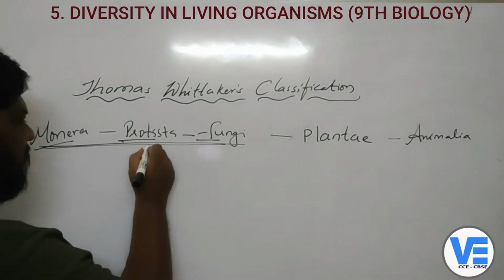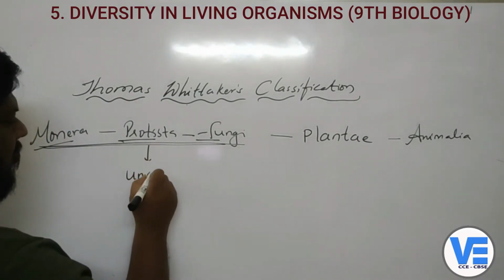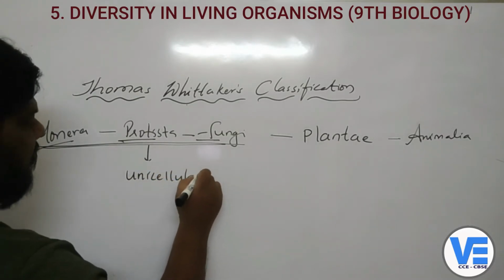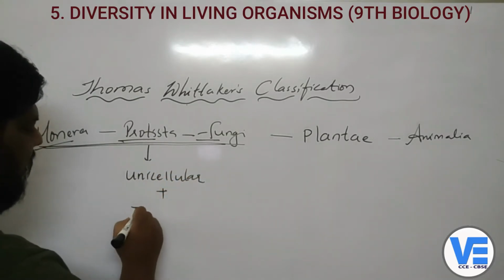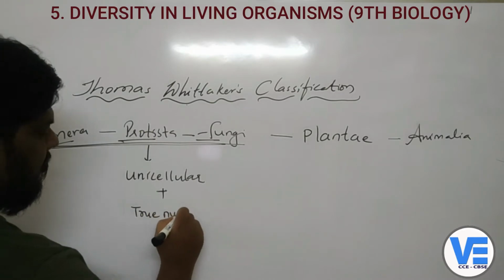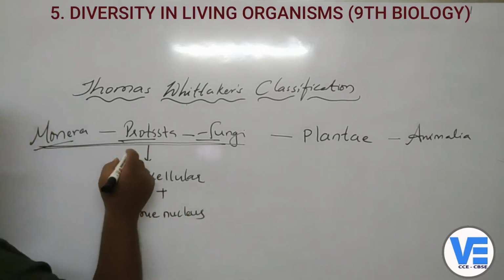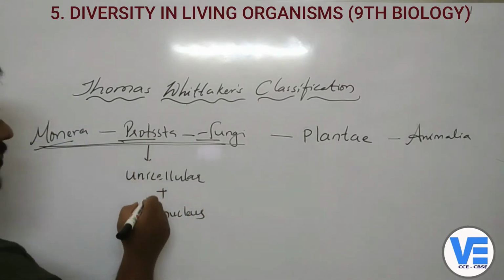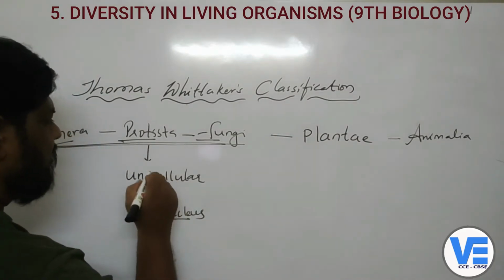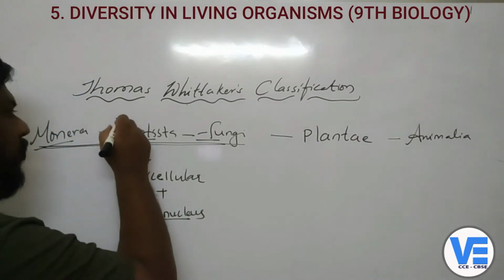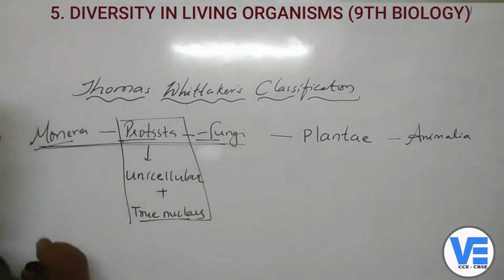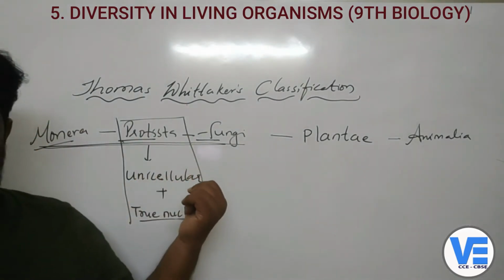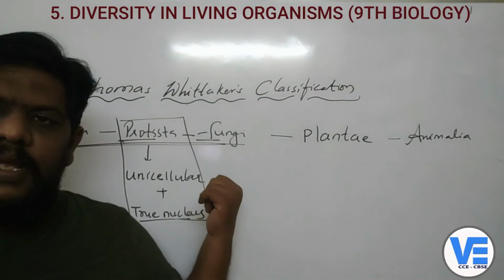The organisms which are unicellular and also possess the true nucleus. So the organisms which possess the true nucleus and also which are unicellular, he kept them under the group of Protista. That means here you can see that the organisms are unicellular.